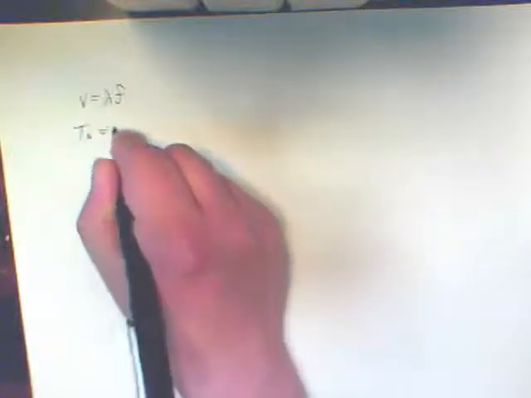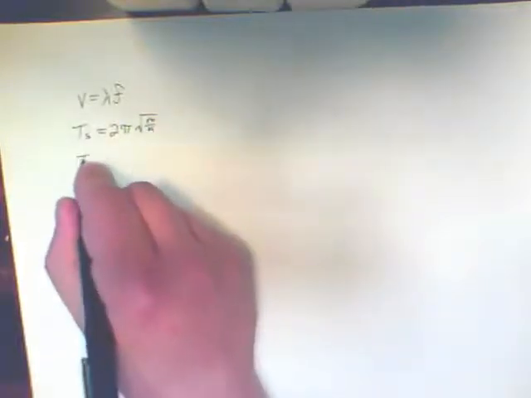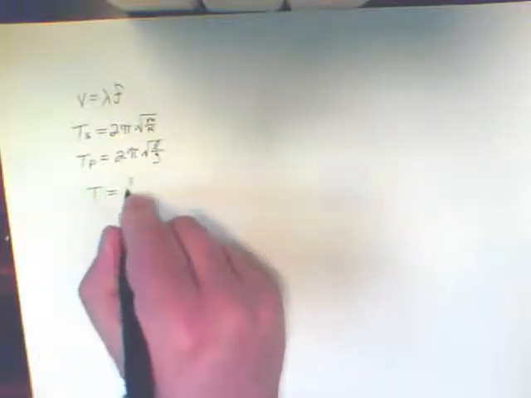Wave sound and simple harmonic motions include 4 equations that you need to know. The first one, the speed of a wave is wavelength times the frequency. The second one, the period of a spring is 2 pi times the square root of m over k. The third one, period of a pendulum is 2 pi times the square root of L over g. And the fourth one, the period is 1 over the frequency.